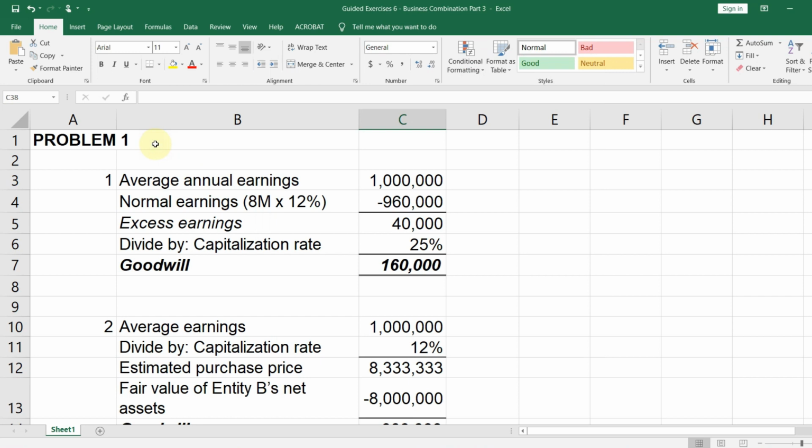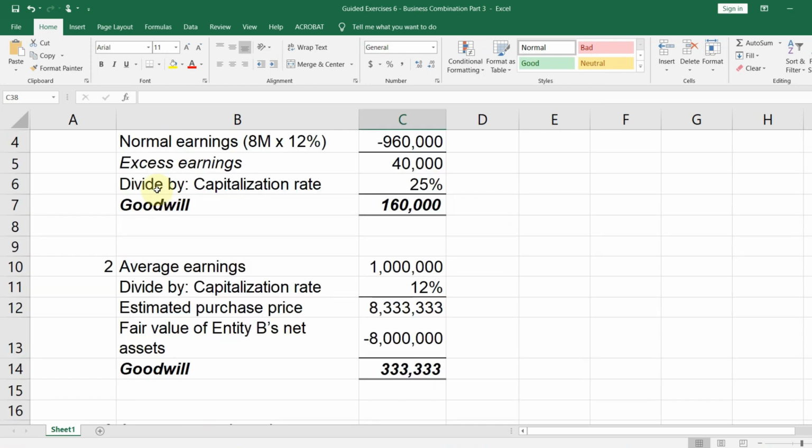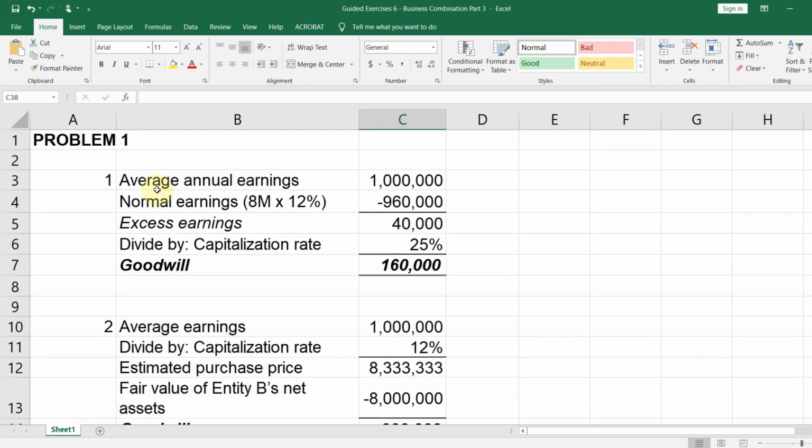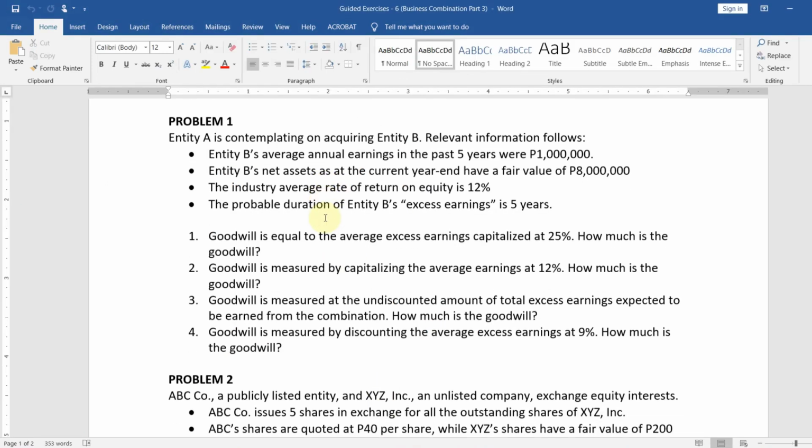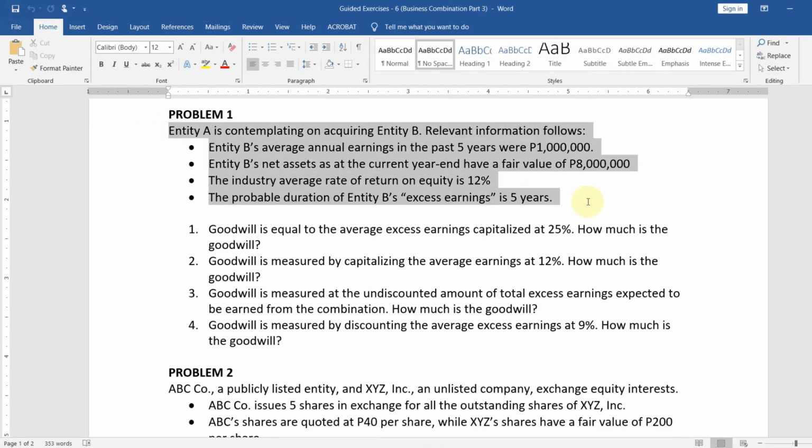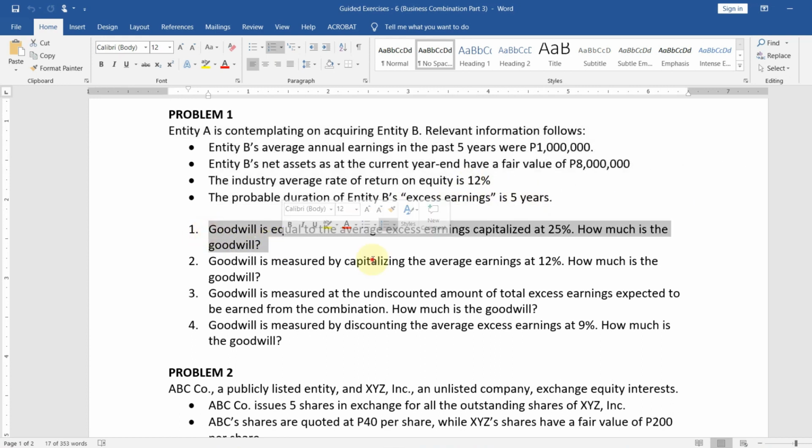Okay, so first we have problem 1. It tells you 4 scenarios regarding how to get goodwill using the direct approach. So the first one, you were given information. The first one asks you, magkano daw yung goodwill if it is equal to the average excess earnings capitalized at 25%. Okay, so let's do this.